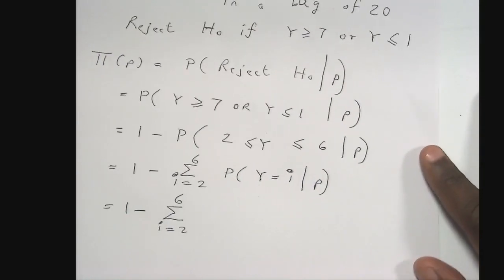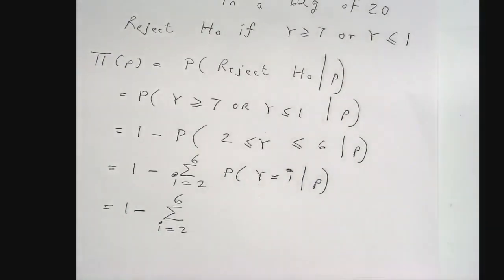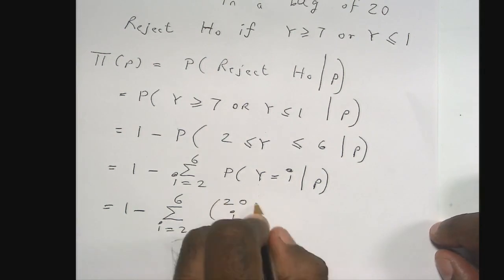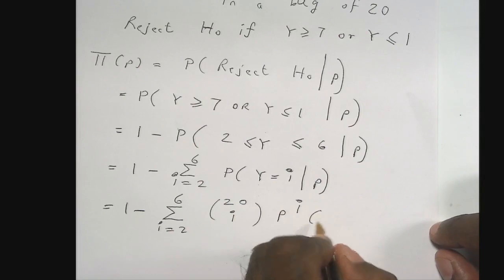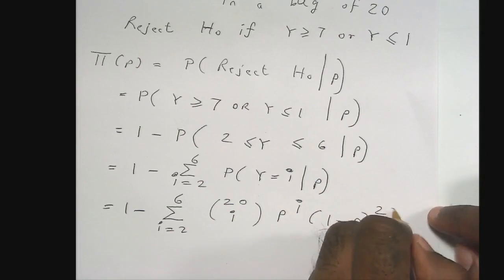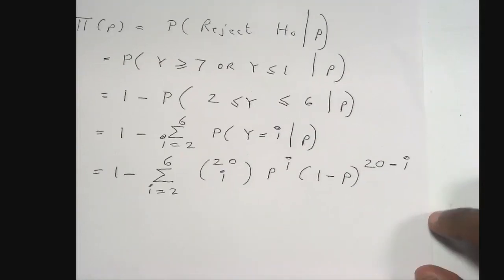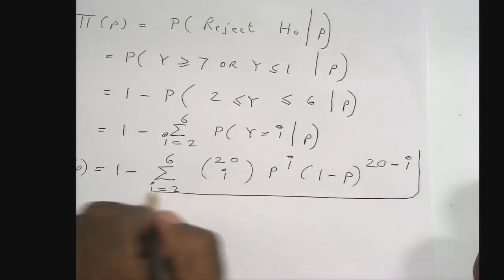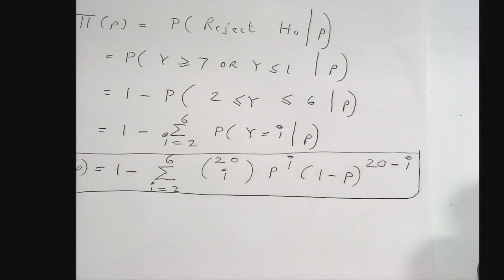Yes, binomial, right? Because remember, we have a bag with 20 items. Each item is either defective or non-defective, and y is the number of defectives. So y must have a binomial distribution with parameters 20 and p. So this is simply 20 choose i. This is the formula for the power function.